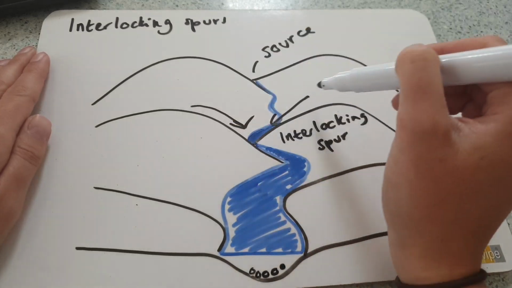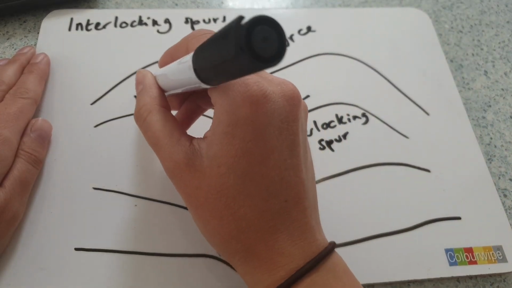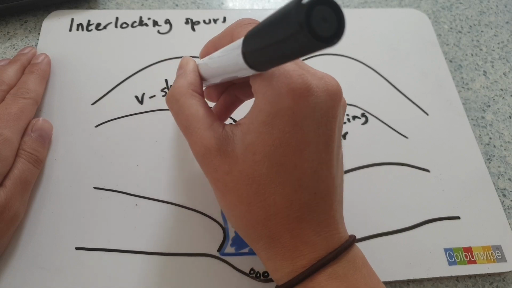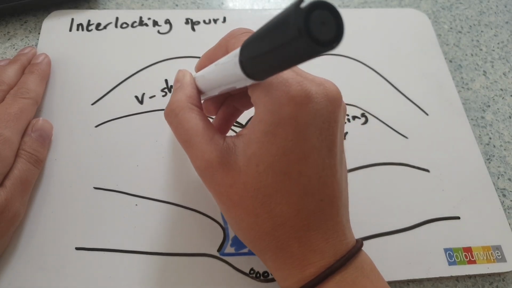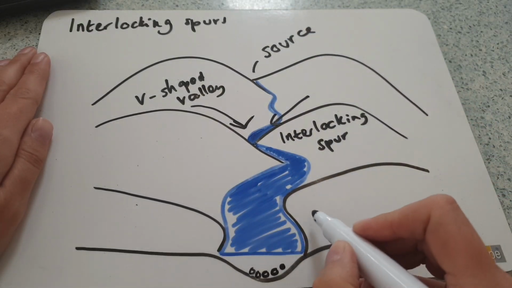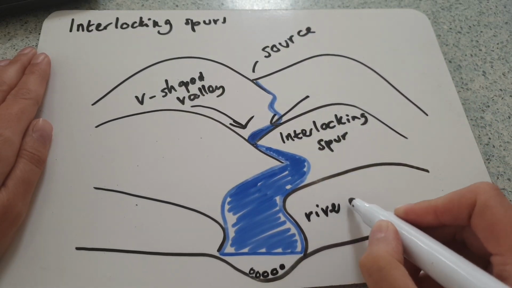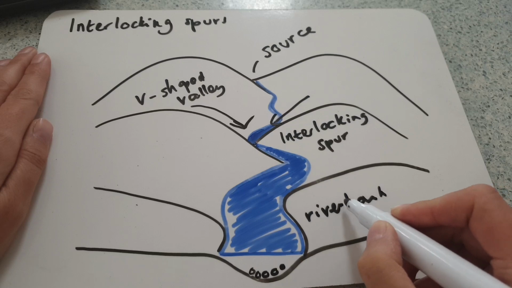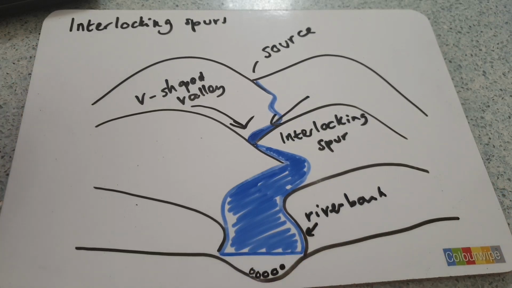we mentioned that we get this V-shaped valley, so that's probably quite important to put on there too. V-shaped valley. Obviously this is our river bank over here at the sides of the river, and you've got your river channel down here, so make sure you label your river channel as well. And that's it for interlocking spurs. It's quite a quick one to explain.